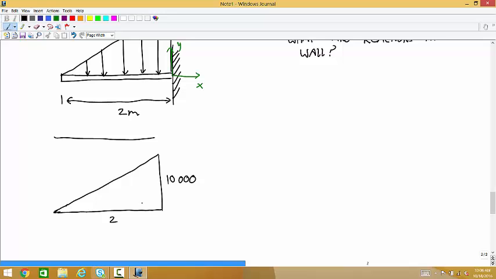But that's a right triangle. And so the area is 10,000 times 2 over 2, so 10,000. And notice that the units work out because we have units of newtons per meter for the distributed load, meters for the length. So the total force is 10,000 newtons.